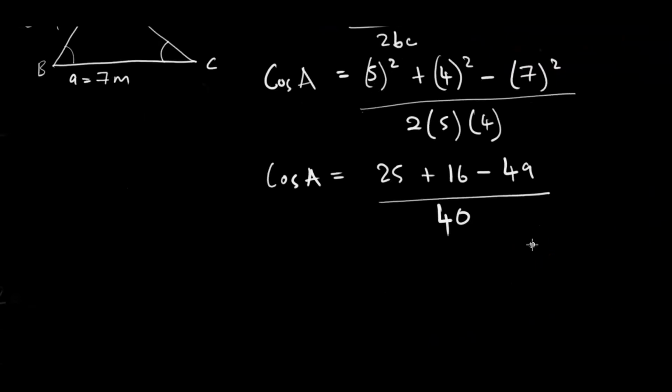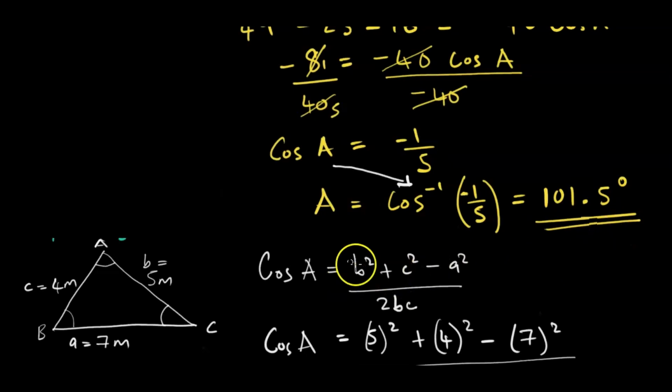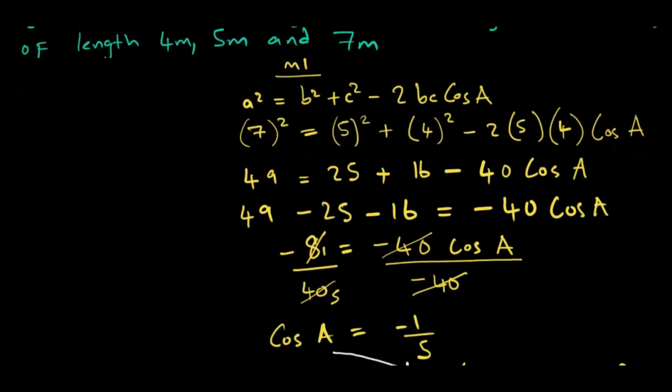So here we already know what 25 plus 16 minus 49 is: minus 8. So cos A is equal to minus 8 over 40, which again is minus 1 over 5. The benefit of doing it this way, method number 2, is that we have fewer steps, which means we are less prone to errors, because the more steps, the more probability of making errors.